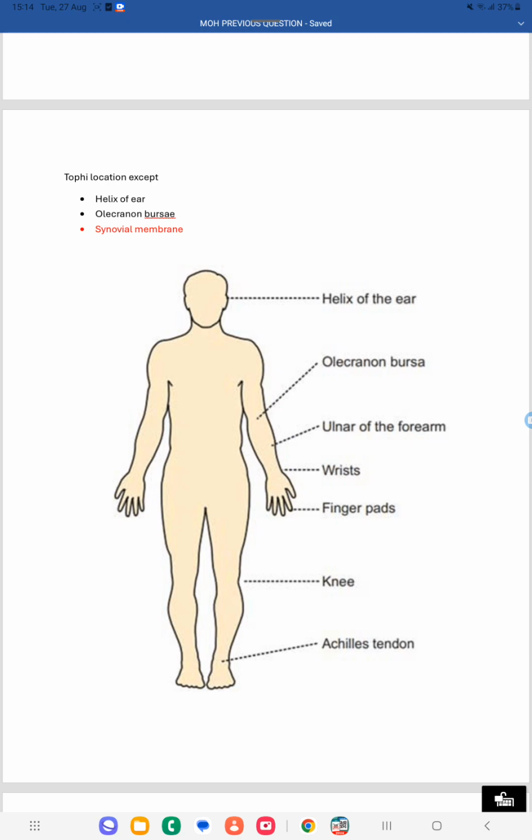In which locations do we get tophi? In the helix of the ear, olecranon bursa, ulnar side of the forearm, wrist joint, finger pad, knee joint, and Achilles tendon. These are the common locations where tophi occur. In the synovial membrane you don't see tophi, so the answer to that question is synovial membrane. Tophi are a deposition of monosodium urate crystals.